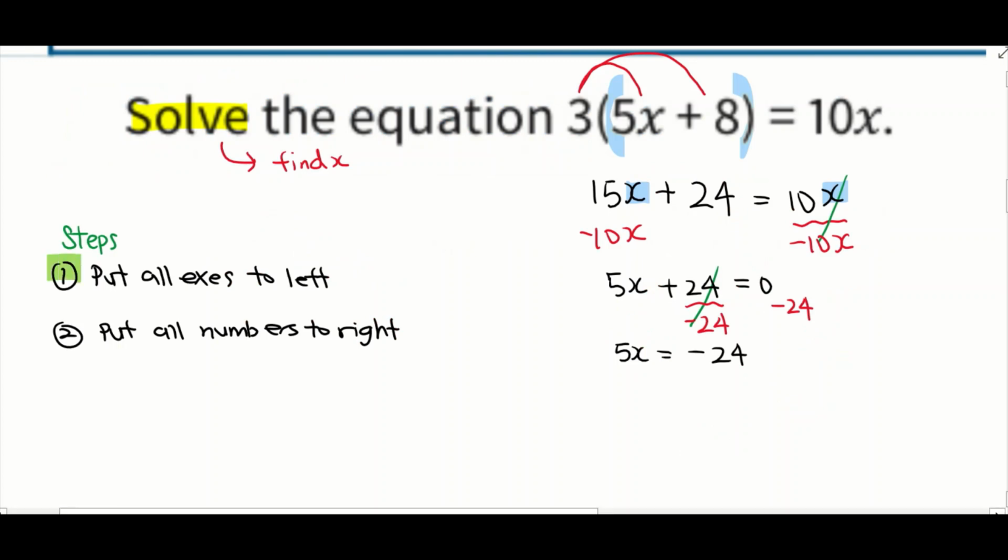So when I do step 1, put all the x's to the left, this is shown from here to here, where I just have x on the left. Then my step 2, I'll put numbers to the right, which is shown from the second to third step. Follow so far?